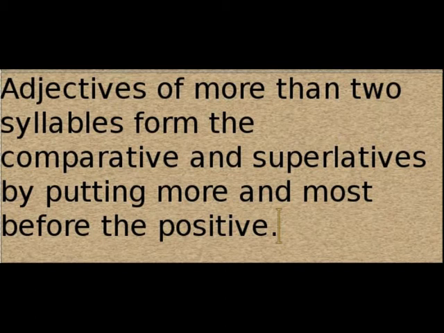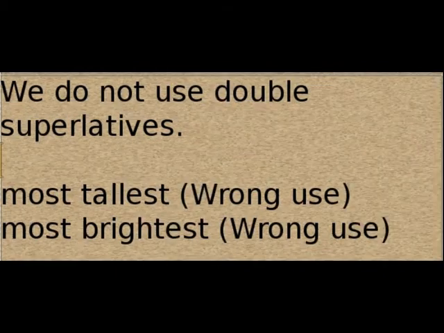Now let's see the last rule, rule 3. Superlatives. It's wrong to say most tallest, and it's also wrong to say most brightest, because tallest itself is the superlative degree. You should not add another superlative before it. Brightest itself is the superlative degree. So it's wrong to say most brightest. Keep this also in your mind. This is a common mistake children make.